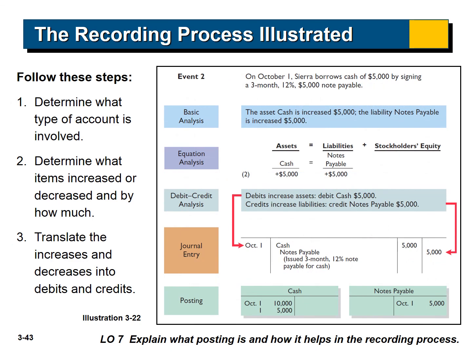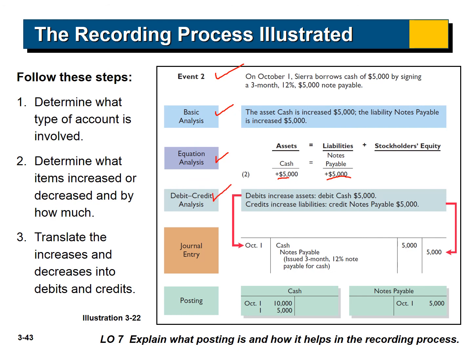All right, repeat for event two. On October 1st, Sierra borrows cash, $5,000, signing a 3-month, 12%, $5,000 note payable. The analysis is that asset cash is increased and the liability notes payable is increased. Put that into equation analysis: cash increases 5,000, notes payable increases 5,000.